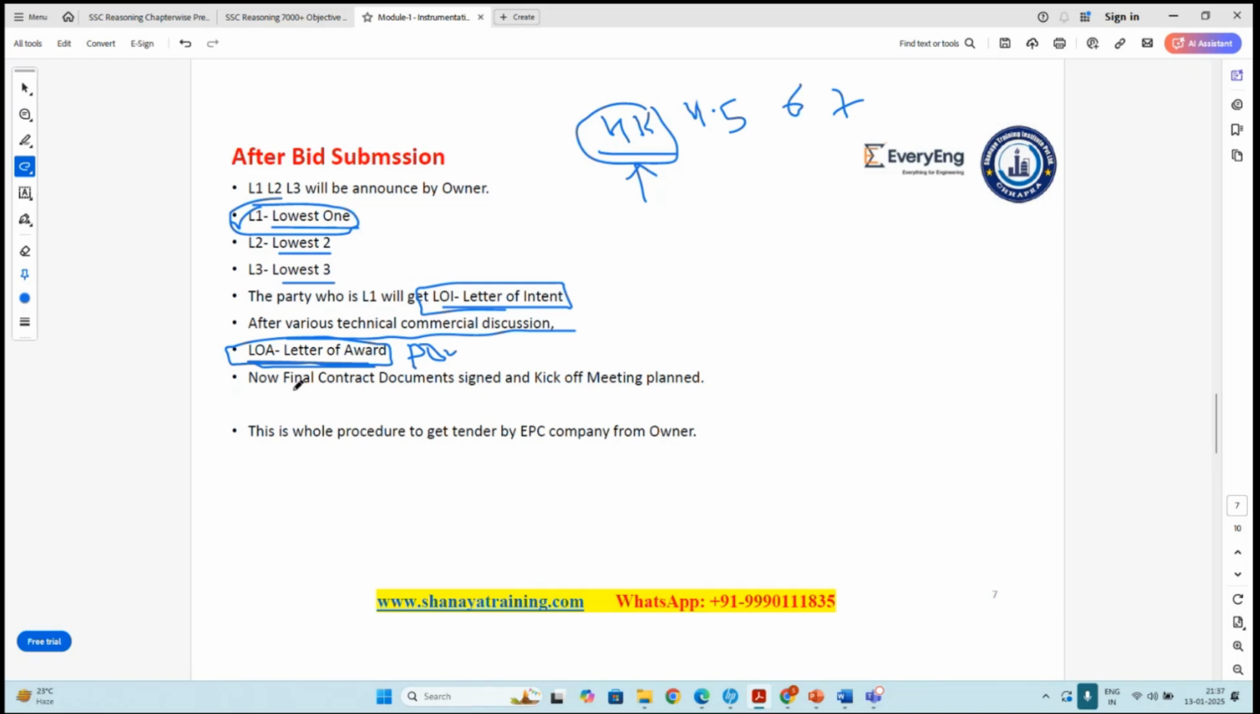Now the final contract document will be signed and a kickoff meeting will be planned. This is the whole procedure for an EPC company to get the tender from the owner. I hope this process is clear to all of you.